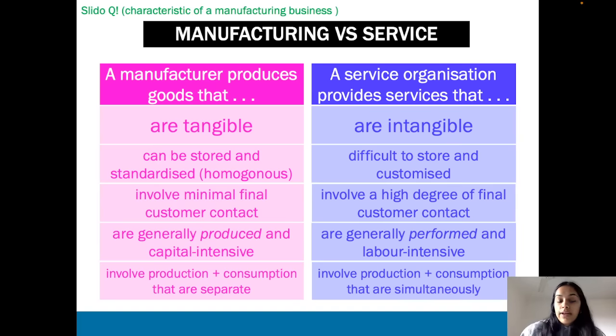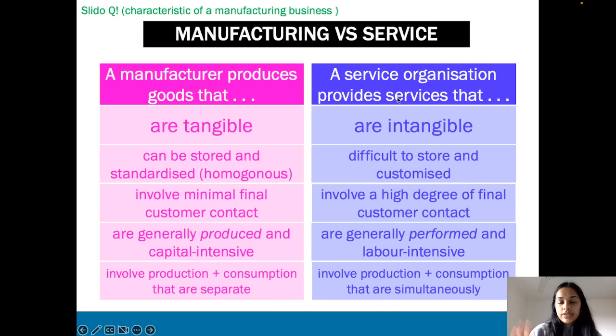Manufacturing also involves minimal final customer contact. For example, with Yakult, they produce the output, and then they distribute it to Coles or Woolies, wherever they sell the Yakult. There's minimal customer contact with that output, because customers just go to Coles and buy the product. Compared to that, a service business has a high degree of final customer contact. With the bank, you're engaging with the customer, understanding their needs, and even during the process stage you're working with the customer to get the information. So there's quite a lot of customer contact there.